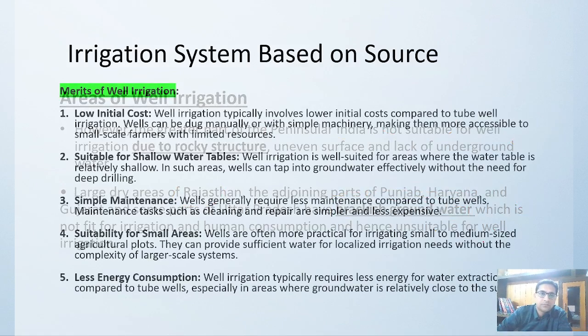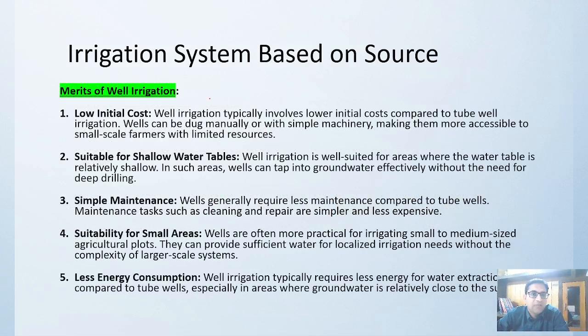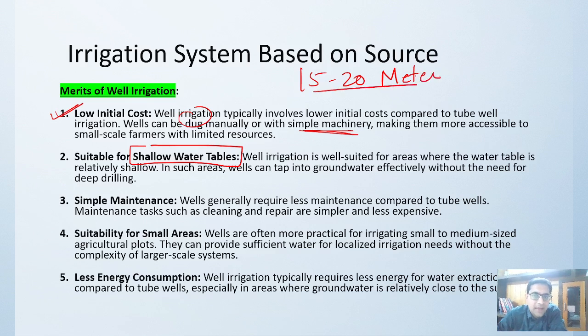Now, what are the merits of well irrigation? Obviously, it has a low initial cost, like you require very little money. Simple machinery, less money. You can simply dig it manually also. So normally it is good for the small farmer. And it is very suitable where shallow water tables are. Shallow means you can find the water table in 15-20 meters only. It is very good at these places, and wells do not require too much maintenance. You can simply do the maintenance. You don't require much brain over that, right?